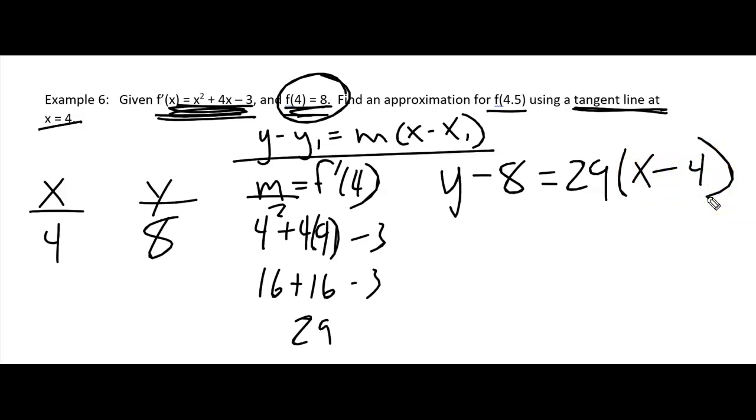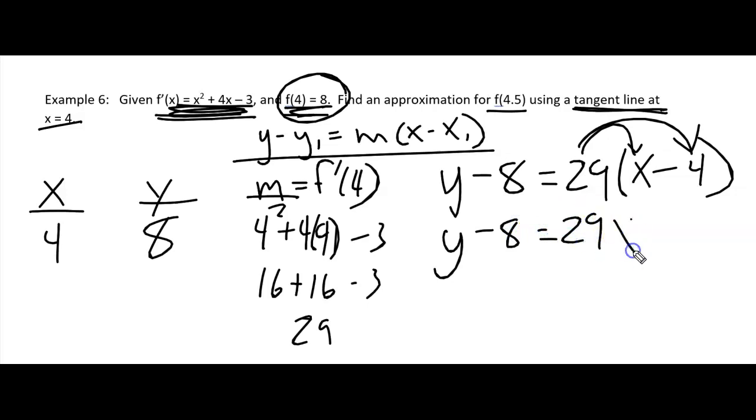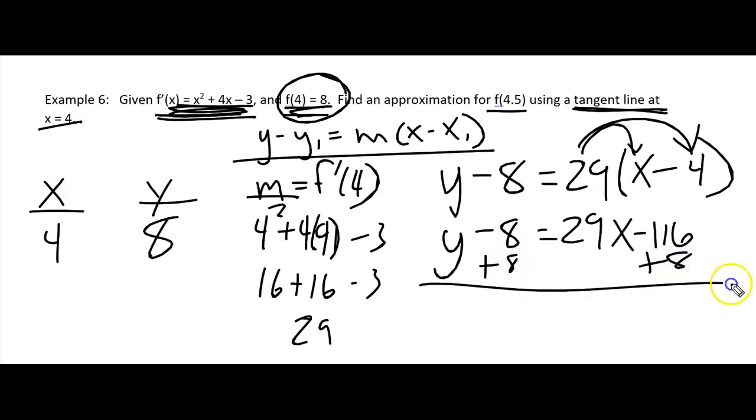And from here, we can just distribute, I guess, and move the 8 over to get it in the slope-intercept form. It's not extremely necessary, but I'm going to go ahead and do that. So this would be 80 plus 36, which I believe would be 116. And then we're going to add 8 on both sides. And we end up with y equals 29x minus 108.